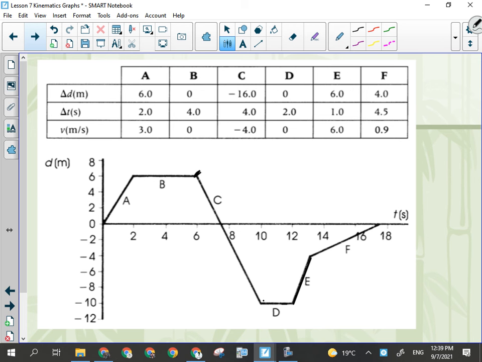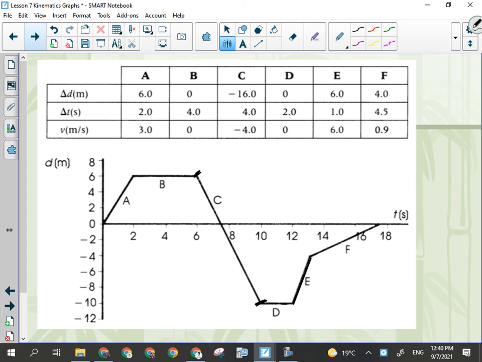How do I know this object is moving backwards here? What's the position of the object doing during part C? Decreasing. It starts part C at a position of 6 meters, but by the time section C is done, it's at a position of negative 10 meters. The only way to go from positive 6 to negative 10 is to go backwards. But during parts E and F, which I just told you were the other way, it's actually moving positively. If this was a velocity versus time graph, these would be moving backwards because they're negative values, which is what I had in my head, but they're not.